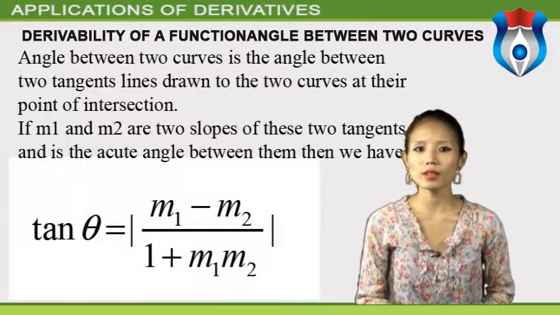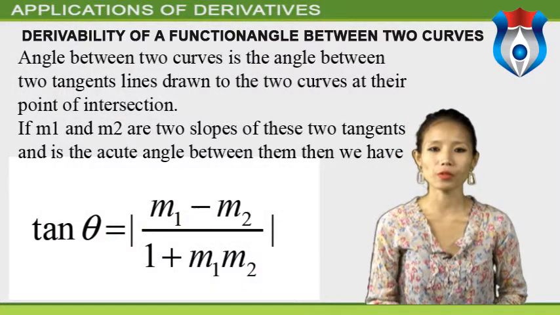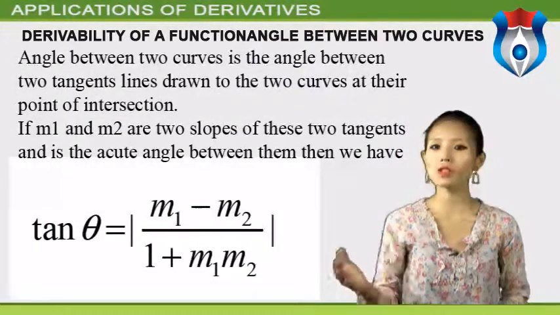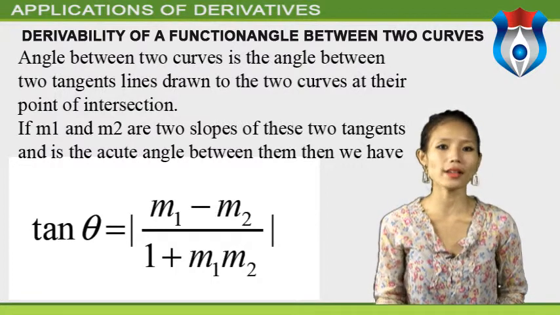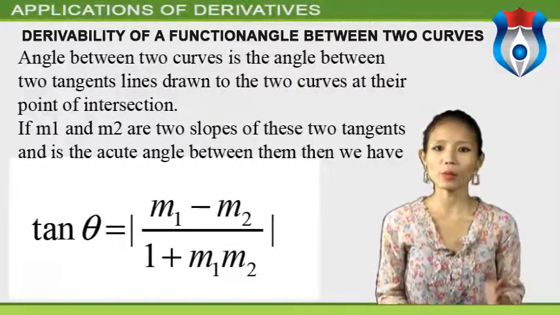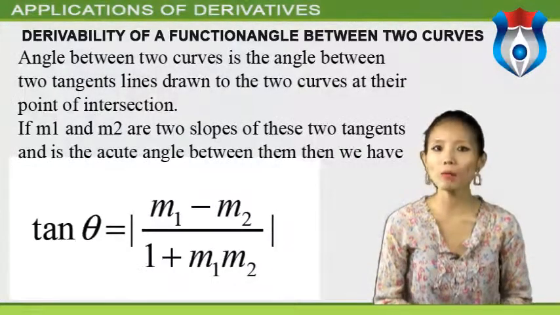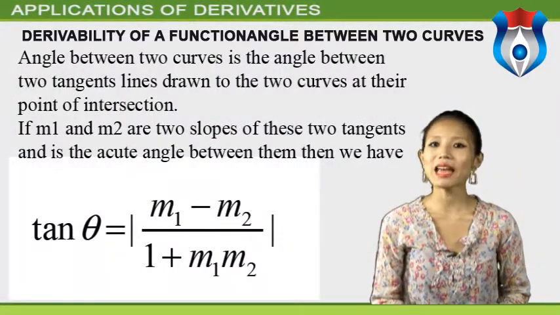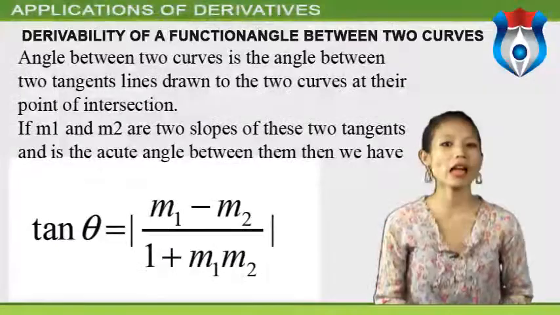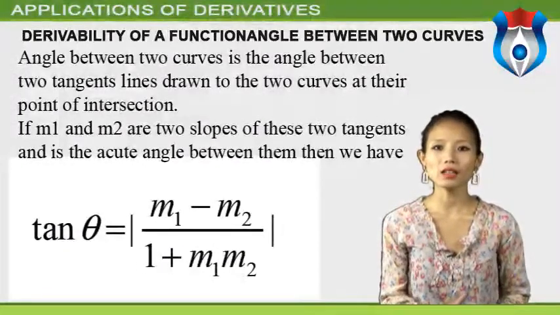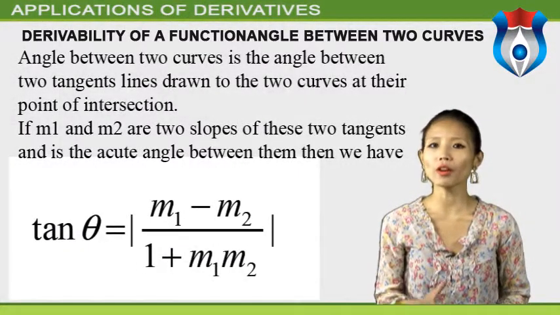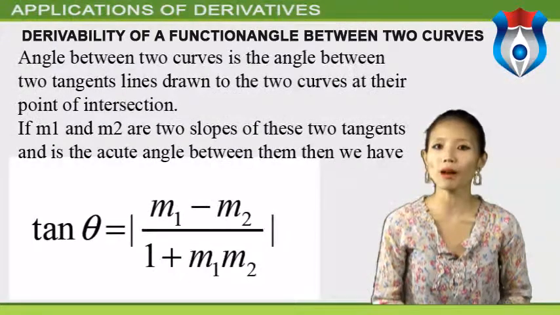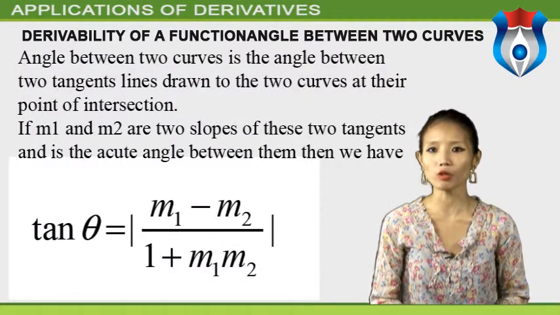Let us now discuss the angle between two curves. Angle between two curves is the angle between two tangent lines drawn to the two curves at their point of intersection. If m1 and m2 are the two slopes of these two tangents and theta is the acute angle between them, then we have theta equal to the modulus of (m1 minus m2) by (1 plus m1 m2).